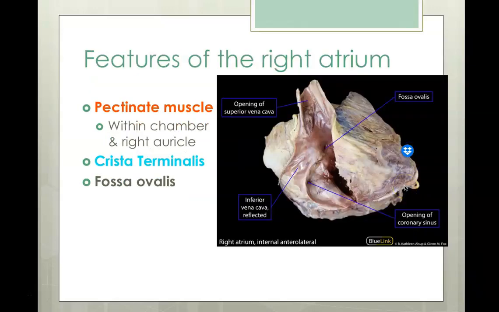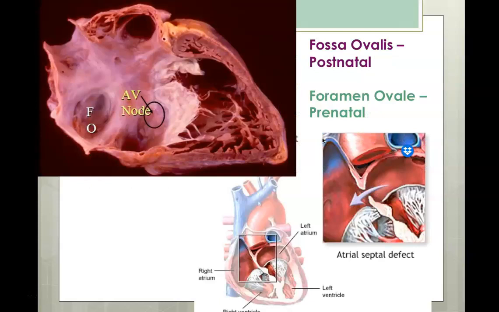So this is just showing us some of the openings of the veins. So here's our superior vena cava bringing blood in, inferior vena cava, and your opening for your coronary sinus. Now we see this depression here on the interatrial septum as the fossa ovalis. So let's talk more about that fossa ovalis.